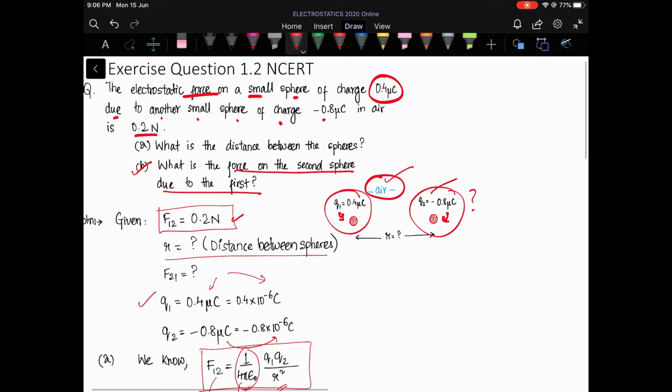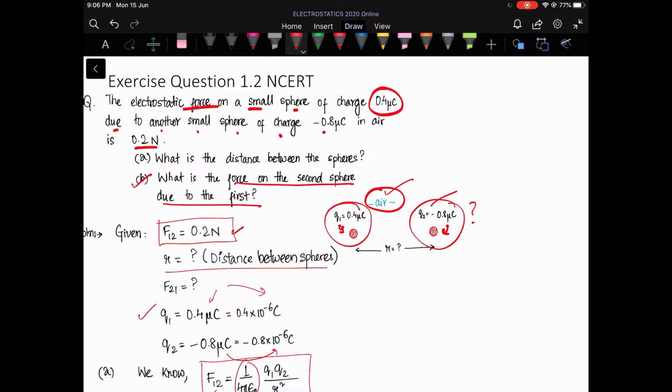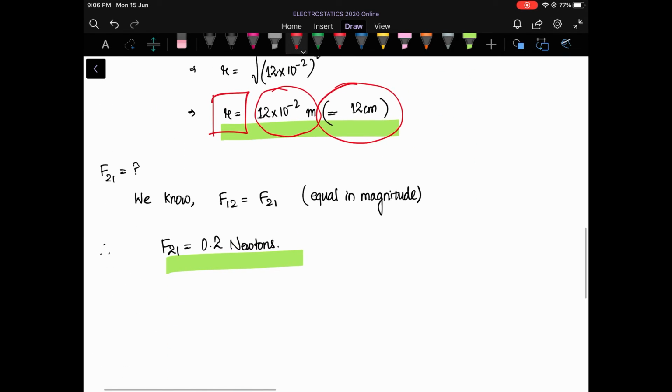Now to tell you, when we have written the Coulomb's law, we have written the force between the charges and we did not mention the first charge or the second charge. What it means is that force experienced by the first charge due to the second charge is going to be equal in magnitude to the force experienced by the second charge due to the first charge. That's why if I have to write the force experienced by the second charge now due to the first charge, it is again going to be same, which is your 0.2 newtons.